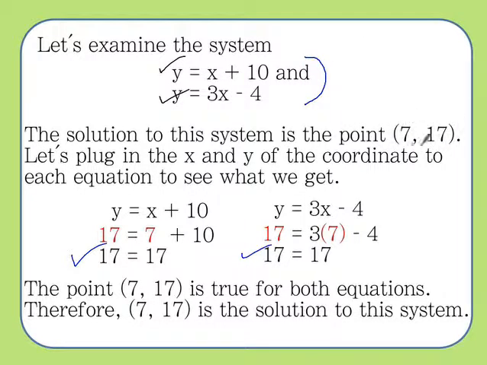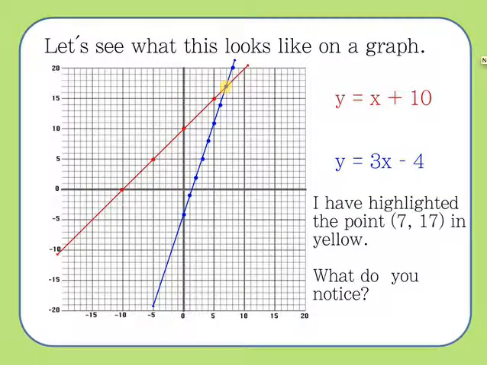So this point, (7, 17), is true for both equations. Therefore, this point, (7, 17), is the solution to the system. It's the point that makes both of the equations true. On a graph, if I was to take those two equations, x plus 10 and 3x minus 4, and graph them, you'll see that that point (7, 17), which is highlighted here, is on both the red line, and it's also a point that is on the blue line.